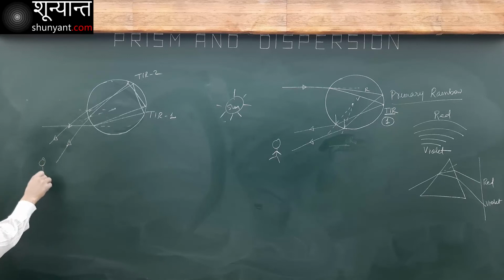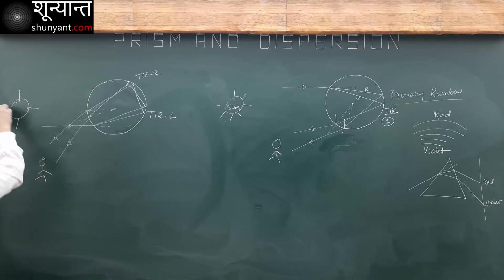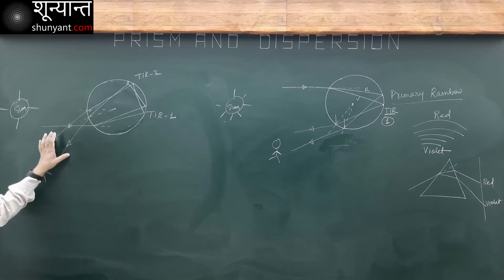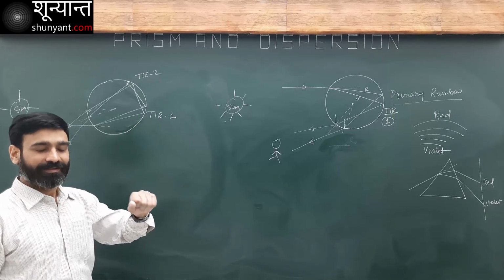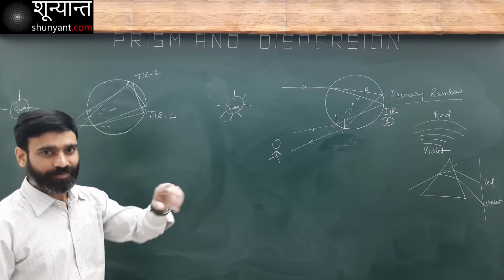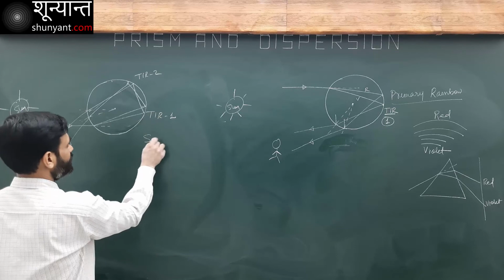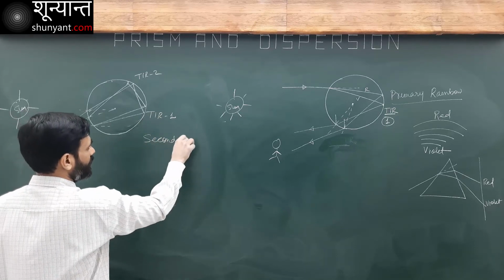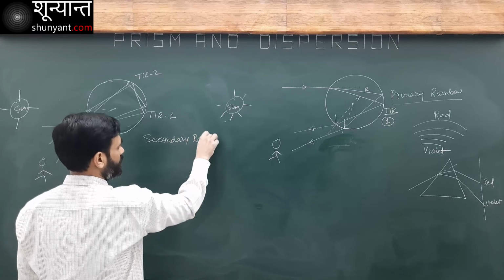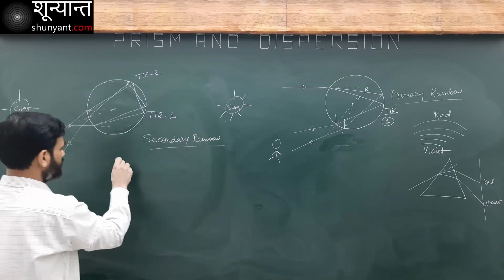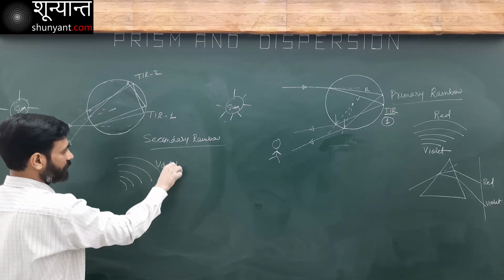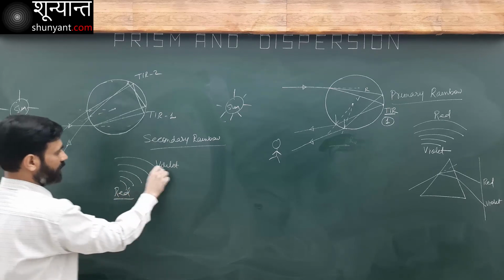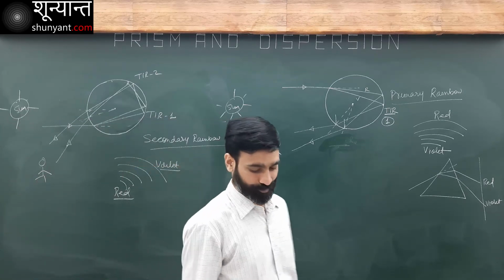And if I happen to be here, sun is behind me. So the rainbow corresponding to these light rays which have undergone total internal reflection two times, the rainbow created because of that process is known as the secondary rainbow. Secondary rainbow. And in this rainbow, the sequence of colors is reversed. Now I have violet here and I have red here.